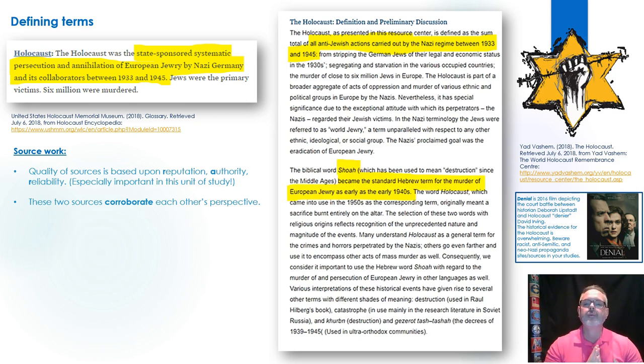Let's see if we go any further. Yad Vashem says the Holocaust is also known as the Shoah, and that word Shoah is the standard Hebrew term, Jewish term, for the murder of European Jewry as early as the 1940s. So this is new information, but it also corroborates the US HMM. So we're starting to build a deeper understanding, hopefully, of what the Holocaust is.